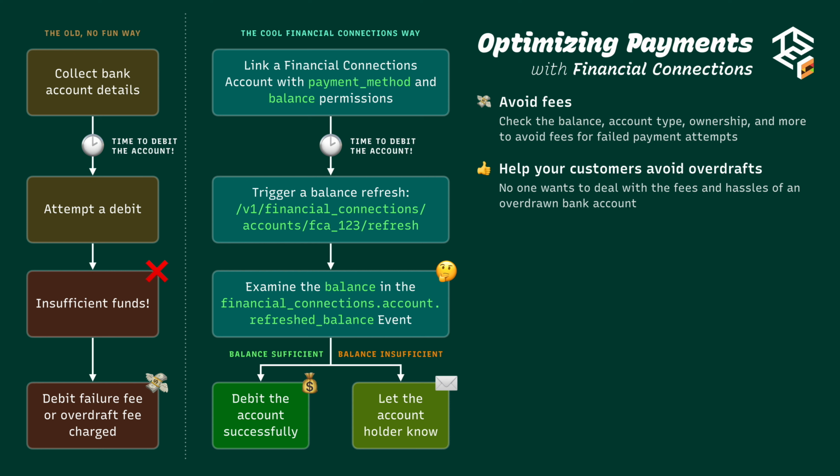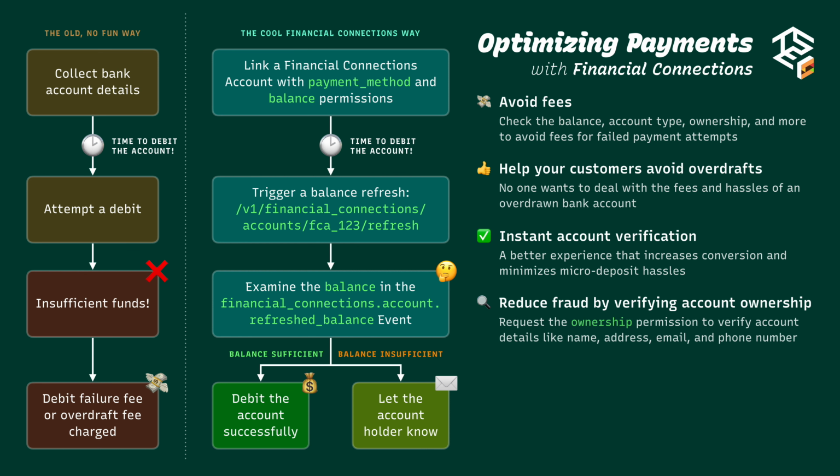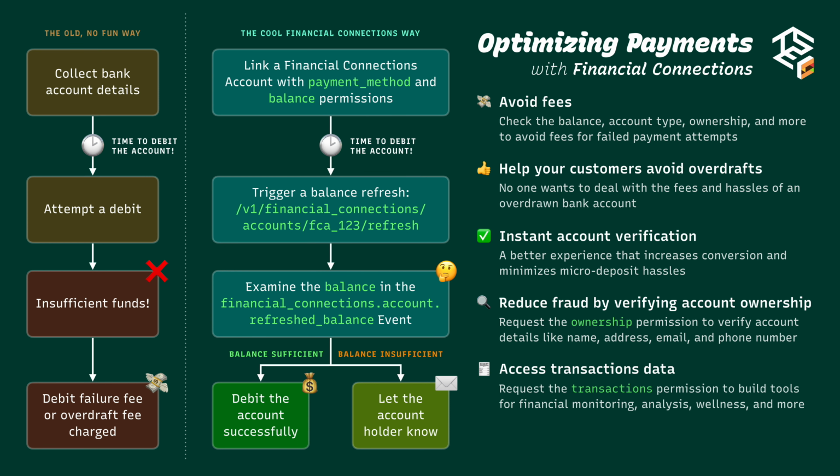Financial connections also provide additional benefits not shown in this example, including instant account verification, which provides a better experience that will increase conversion and minimize microdeposit hassles. You can also reduce fraud by verifying account ownership with the ownership permission, which gives you access to details like name, address, email, and phone number, so you can make sure the account is owned by the person you think it is. You can also access transactions data with the transactions permission, which allows you to build tools for financial monitoring, financial analysis, financial wellness, and more.